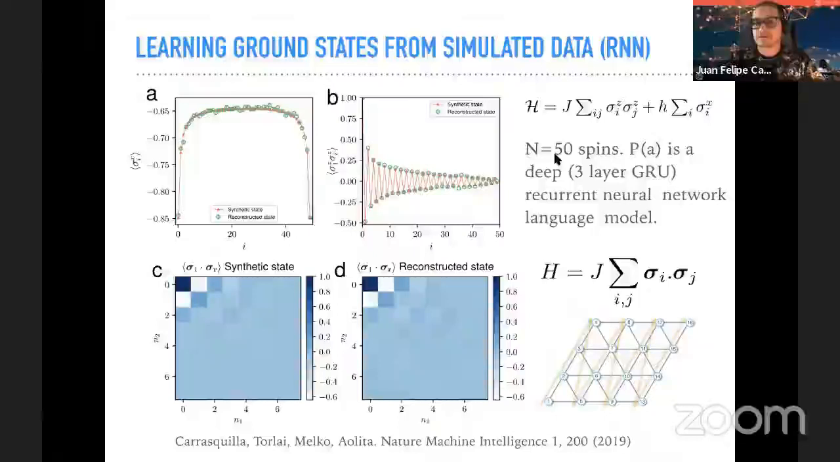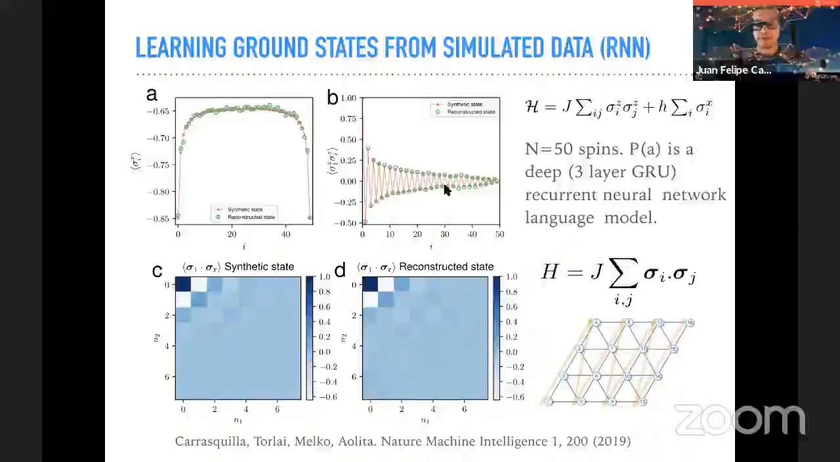And this probability distribution we model using a recurrent neural network with three gated recurrent unit layers. And then we took all this data and saw if we could get the correlation functions of the model that reproduced this model. What we see is that in red, we have the synthetic data, the expectation value of sigma x as a function of sites in the system, and we get a decent reconstruction, right? The green dots here reproduce pretty well the correlation functions of the simulated state. Again, we reproduce the two-body correlations accurately.